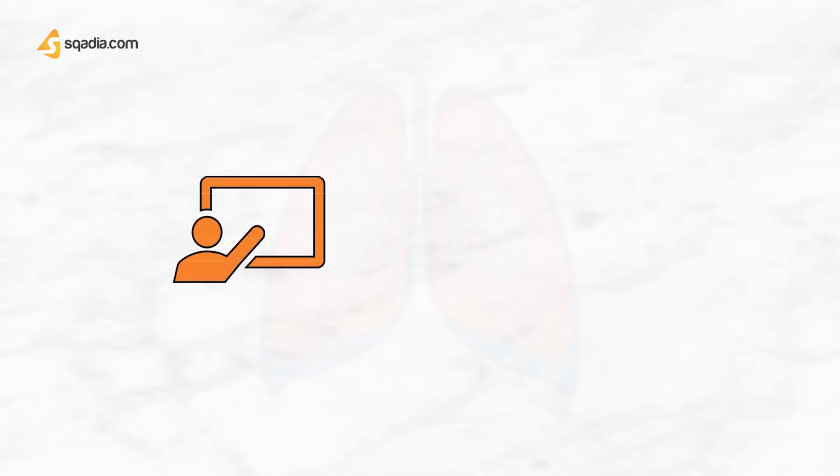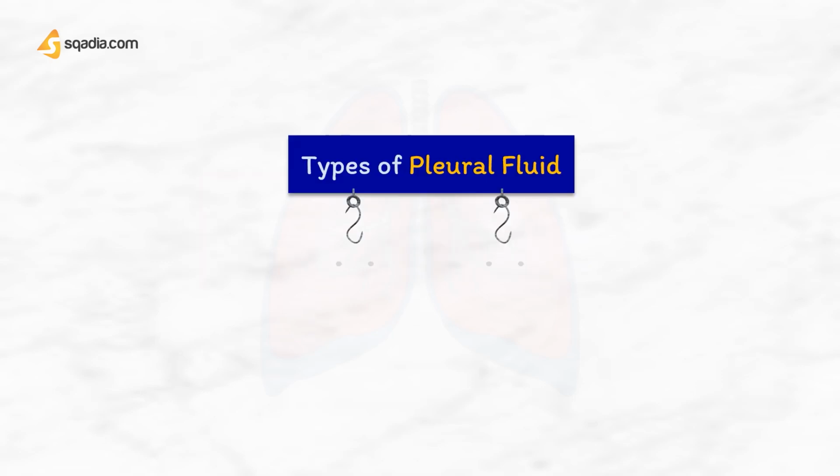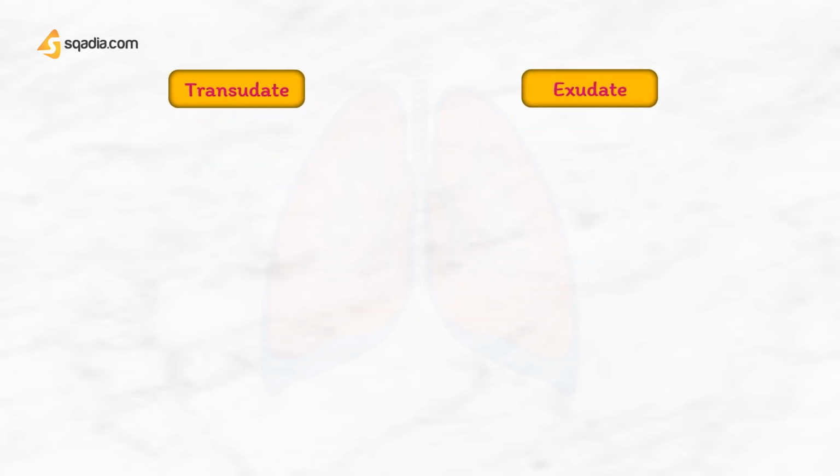It's time to dig in about types of pleural fluid, as well as signs and symptoms of pleural effusions. We will begin with types of pleural fluid. There are usually two types. First one is transudate, and second one is exudate. Let's see their features so we can easily differentiate them.